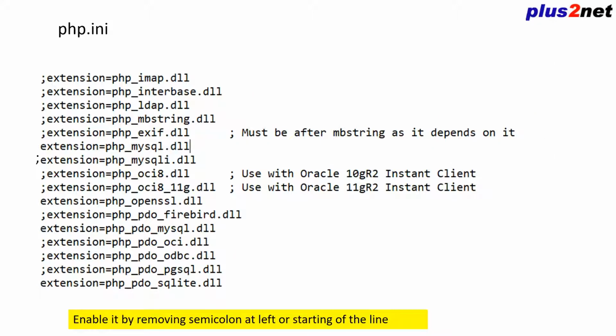In your system, search for the file php.ini. This file may be inside your Windows folder or inside your PHP folder. Open php.ini in any text editor and search for the line php_mysqli.dll. Now you land here. If this extension is disabled, you will have a semicolon at the left. Just remove the semicolon at the left to enable it. You may have to restart your system and check again.